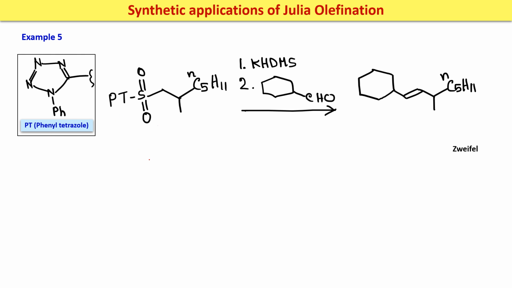So PT is this phenyl tetrazole, that structure in the left hand side you can see. In presence of KHMDS base, there will be generation of carbanion, and this will attack at this CHO. And finally, as we know, this is PT phenyl tetrazole. So the esterification step, reductive elimination steps, those are not present. And here directly we are getting this ring.